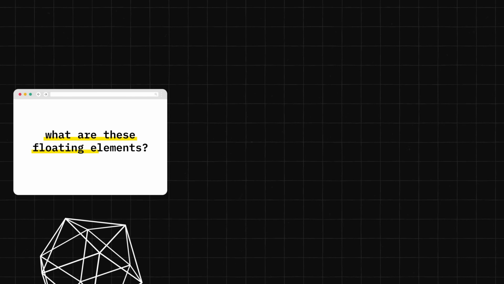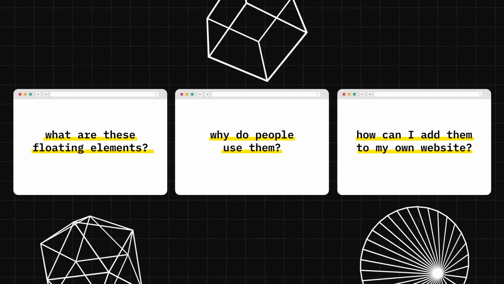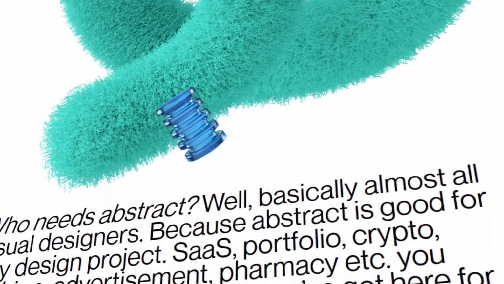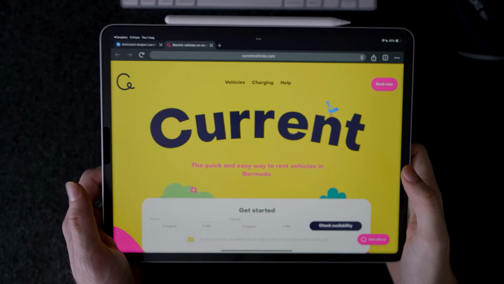What are these floating elements? Why do people use them and how can I add them into my own website so that it looks better than it currently does? These floating elements can sometimes be large and loud, and other times they can be quiet and subtle. Let's take a look at this example from Car and Vehicles.